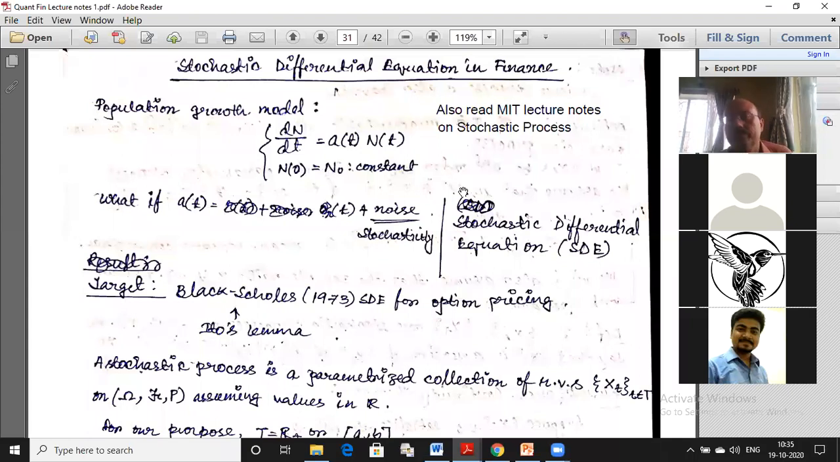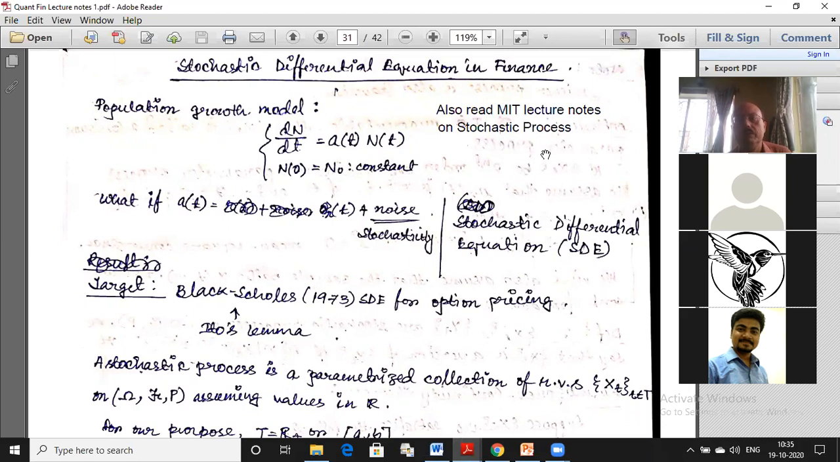So our discussion today will be on the continuous time models in finance, and in particular we want to understand what is meant by a stochastic differential equation. All right, so before I move on to the actual discussion, I want to reiterate that I would like you to read the stochastic process notes that I shared with you earlier, particularly the MIT lecture notes, and also whatever textbook you are familiar with, because some of the stochastic process material is not familiar to all of you.